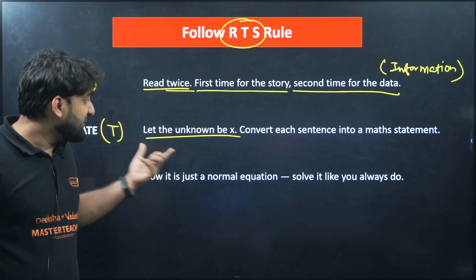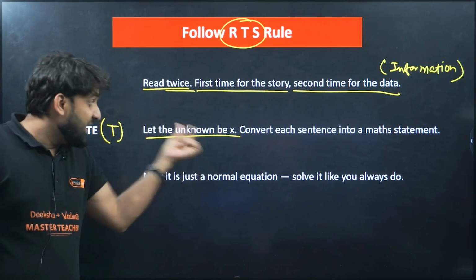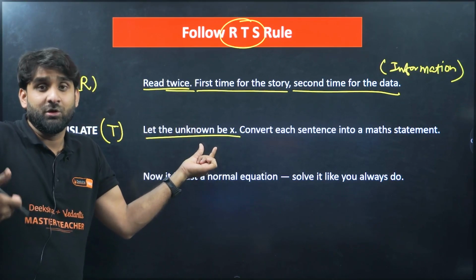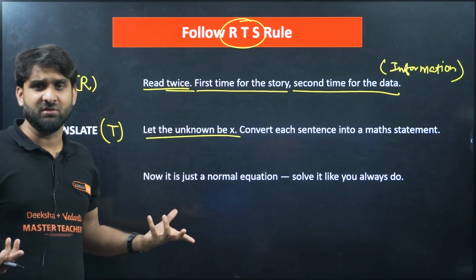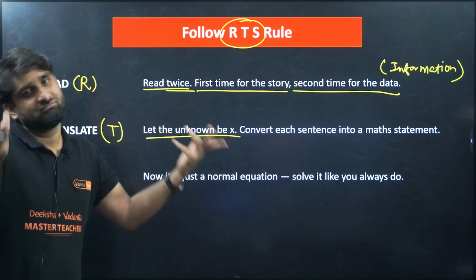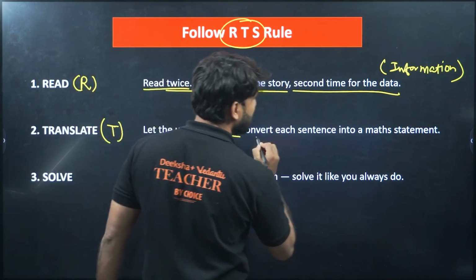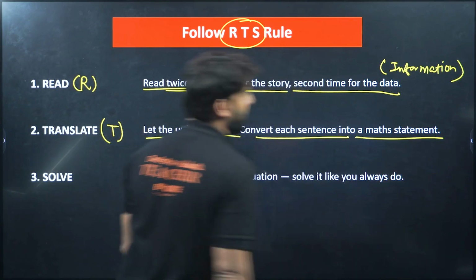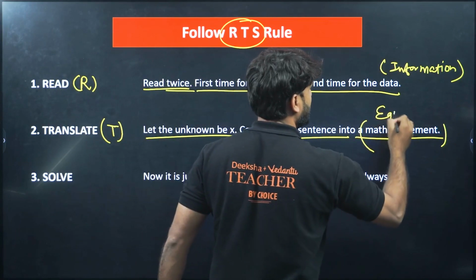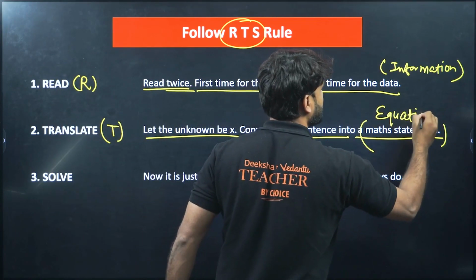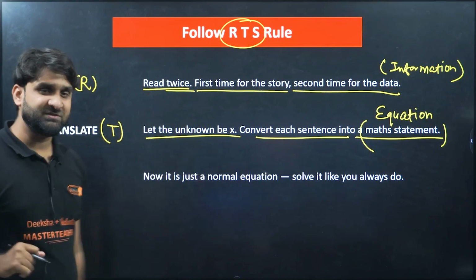Supposing the unknown value as x is very important. It gives you the initiation to proceed with the solution. Without supposing x, you can't make the equation, and if you don't have an equation, how can you solve it? So convert each sentence into a math statement. A math statement is an equation. The ultimate goal is making the mathematical equation. I hope this is clear.